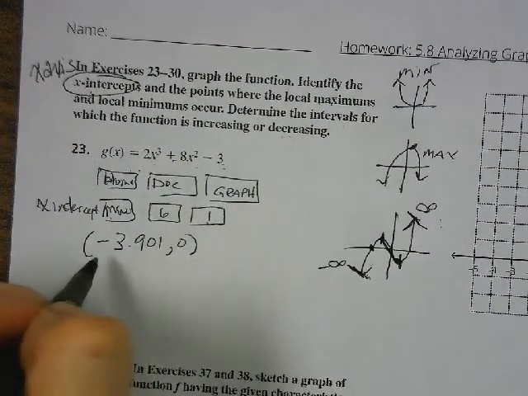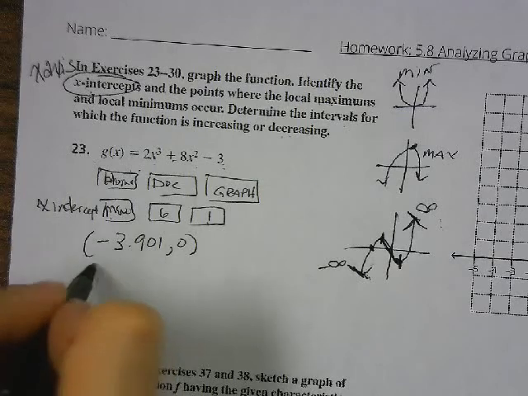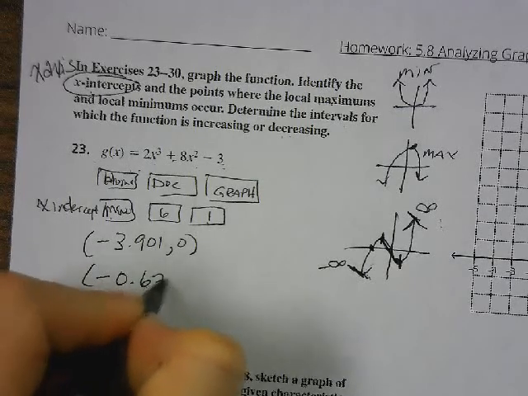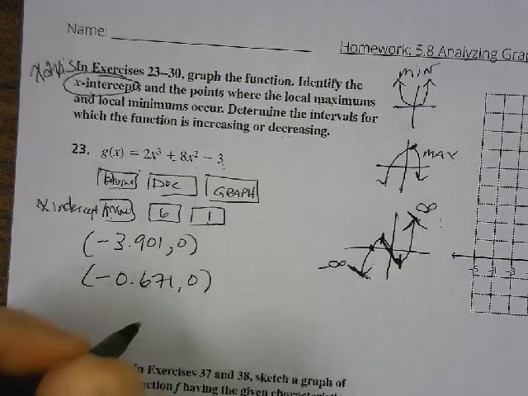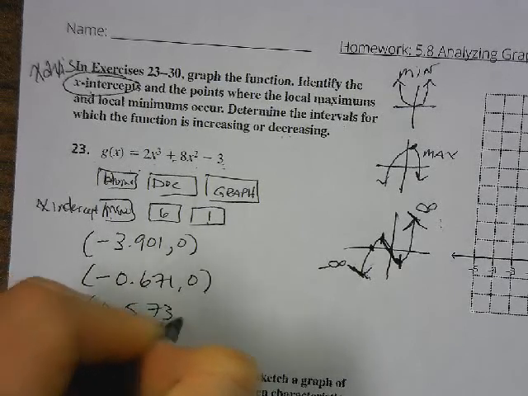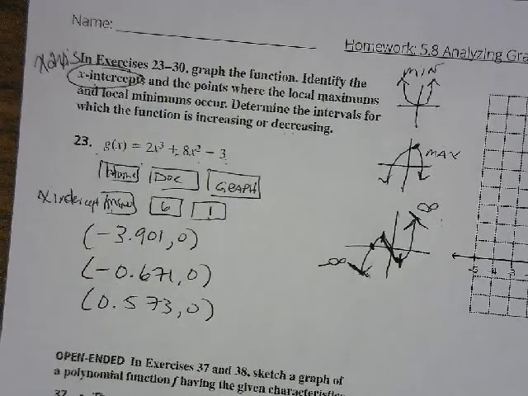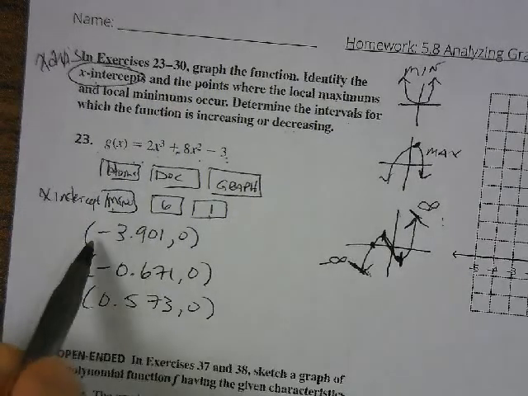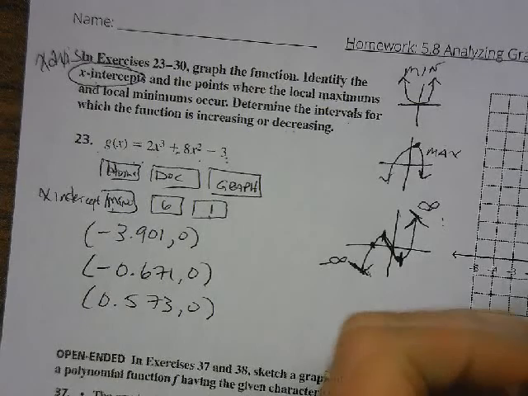Let's go on to the next one. You're going to hit menu 61 again. That's menu, analyze graph, and then 0. And click on the next time that the graph crosses the x-axis. This happens at -0.671, 0. Go to menu 61 again, and your last 0 happens at 0.573, 0. So now you've got your 3 x-intercepts, and you can go ahead and plot them over here on your graph.